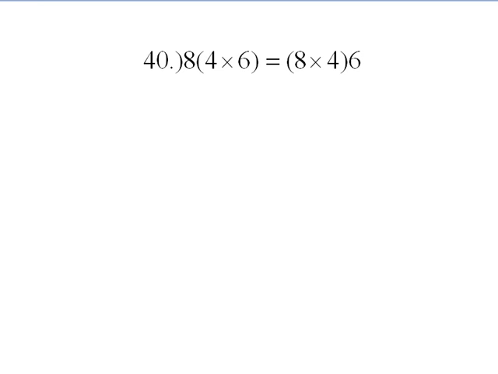Okay, here is our first problem with our properties. What we have is 8 times the group 4 times 6 equals the group 8 times 4 times 6. And what did we say that was? The associative. The associative property for multiplication. Regrouping the numbers still allows them to be equal.